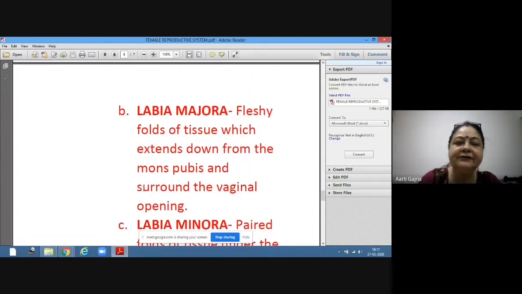The second external genitalia part is labia majora. Now this labia majora is the fleshy folds of tissue which extend down from the mons pubis and surround the vaginal opening.